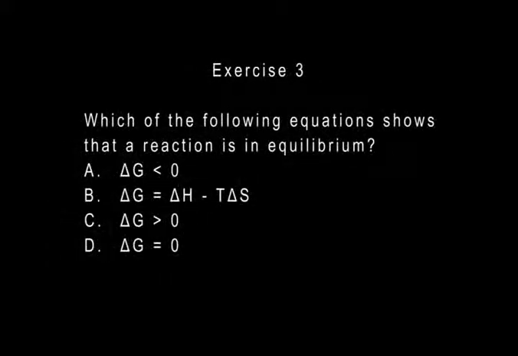Exercise 3. Which of the following equations shows that a reaction is in equilibrium? A. Delta G is less than 0. B. Delta G is equal to delta H minus T delta S. C. Delta G is greater than 0. And D. Delta G is equal to 0. The correct answer is option D. Delta G is equal to 0.